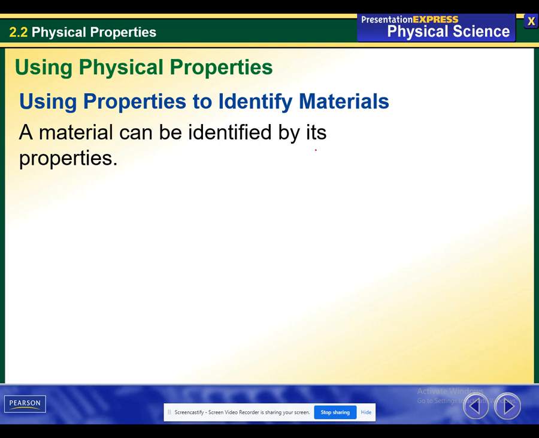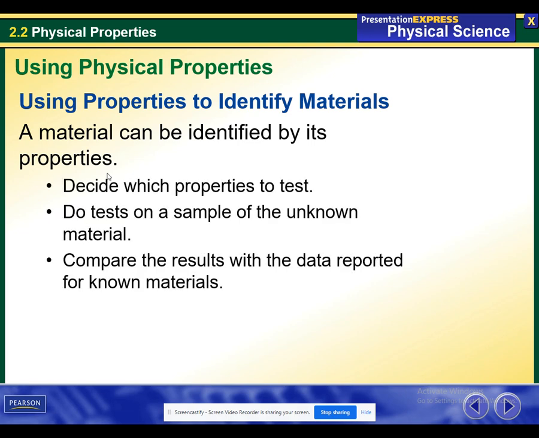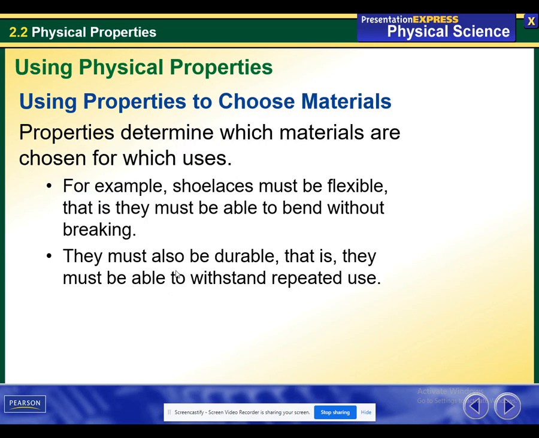Using properties to identify materials. A material can be identified by its properties, kind of like we did in that opening question with lemonade and water. We looked at lemonade and water's color, and that told us which one was which. So the first thing you're going to do is decide which properties to test. Are you testing color, hardness, boiling point? Then you're going to do tests on that unknown material. And then you're going to compare your results to known data. And then you're going to make an educated guess of what you think it is.